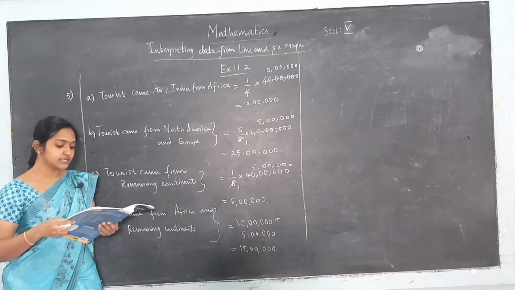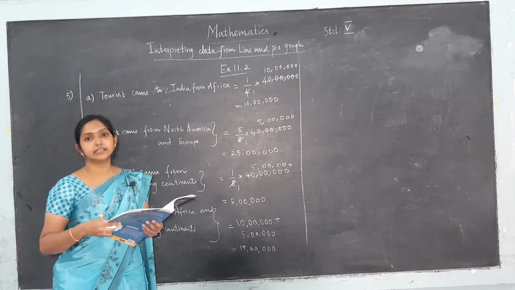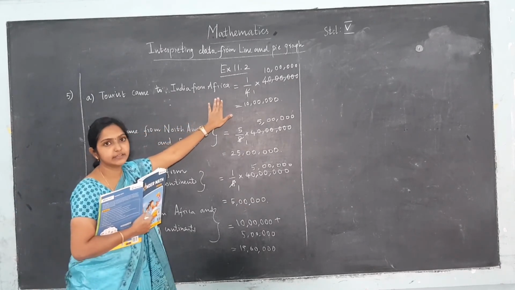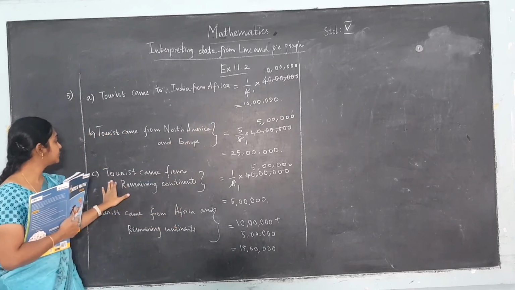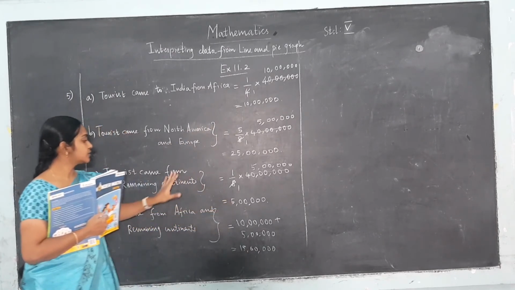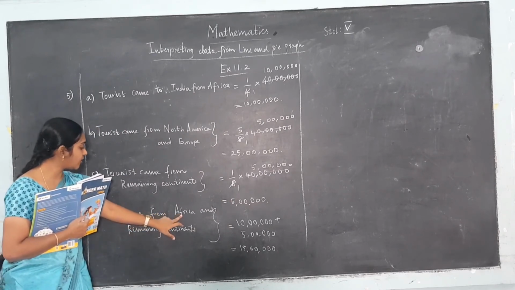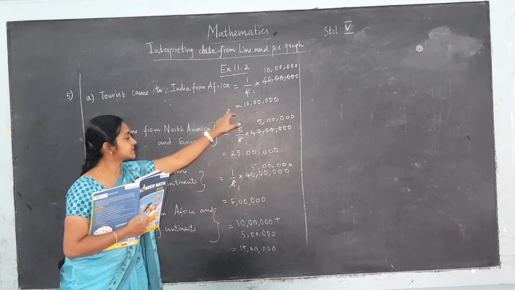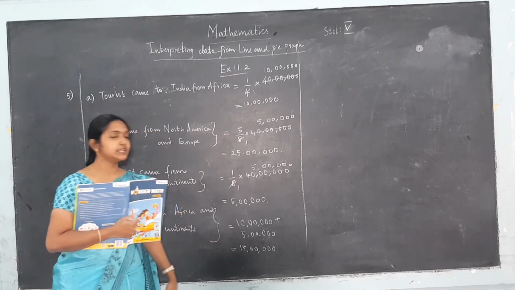How many tourists came from Africa and the remaining continents? We have to find the tourists came from Africa. Already we have found that. Next, we have to find the tourists came from remaining continents. It is 5 lakhs. So, tourists came from Africa and remaining continents means we have to add 5 lakhs and 10 lakhs. So, it is 15 lakhs.